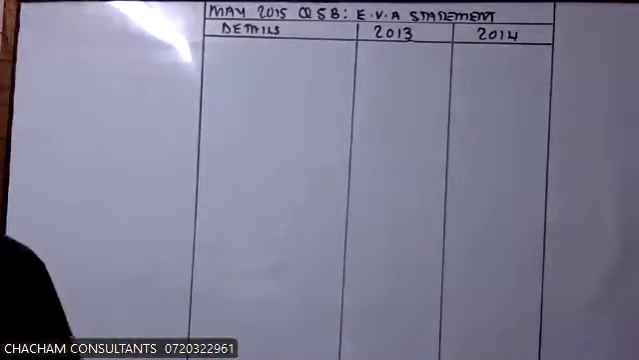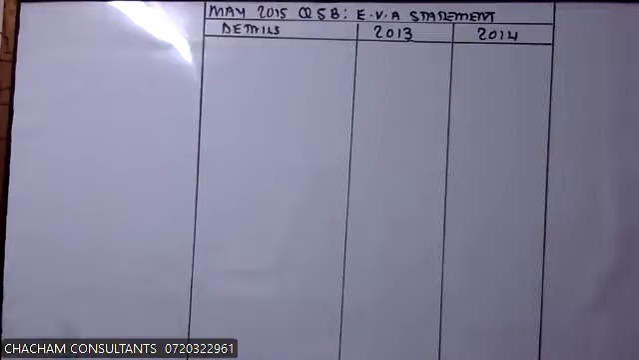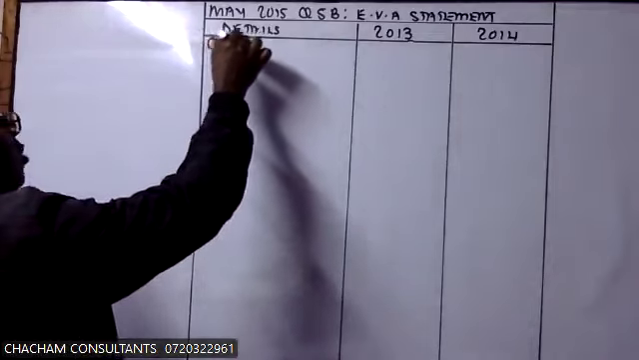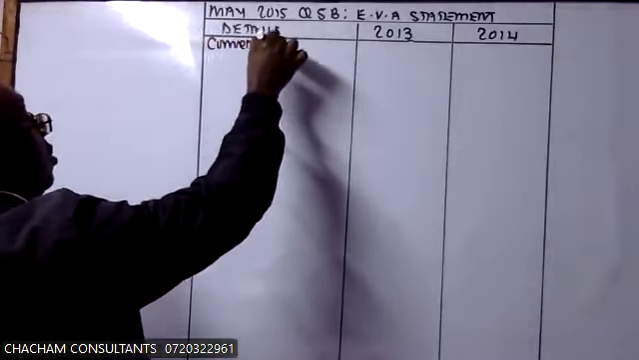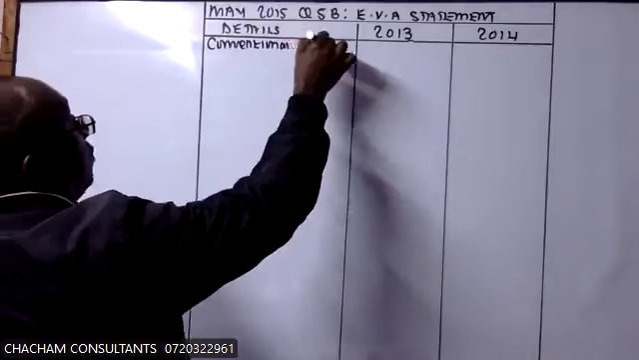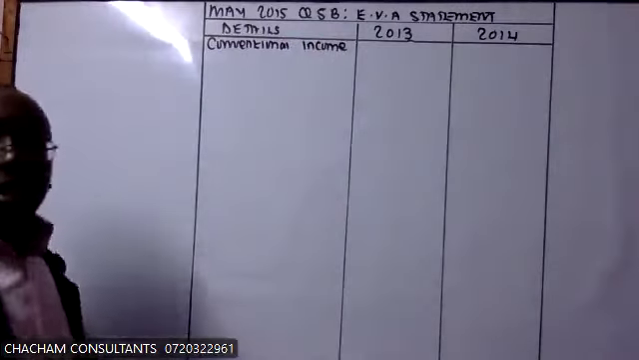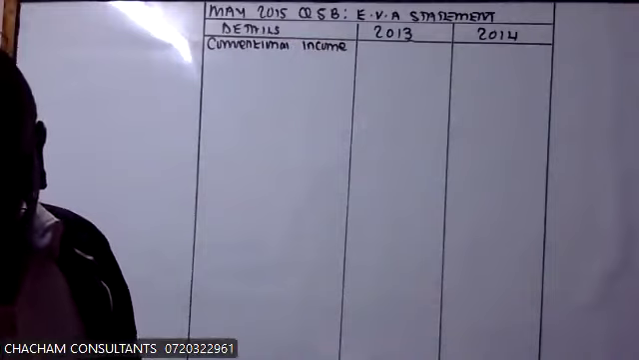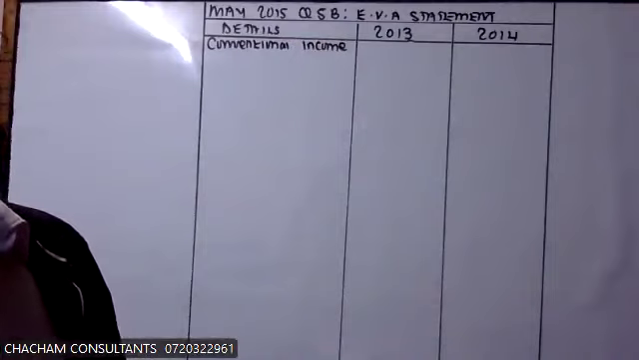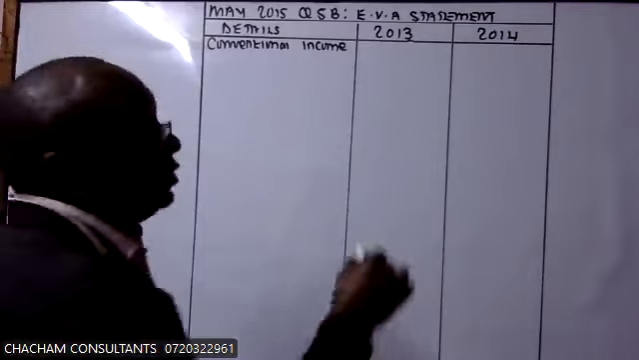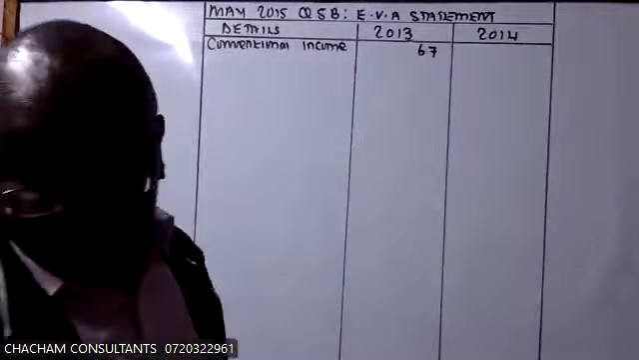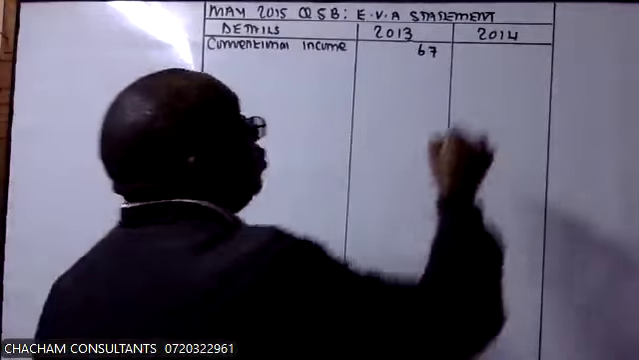So we are going to say conventional income or profit. In the year 2013, it is 67. It is 67. And the other year, it is 82.